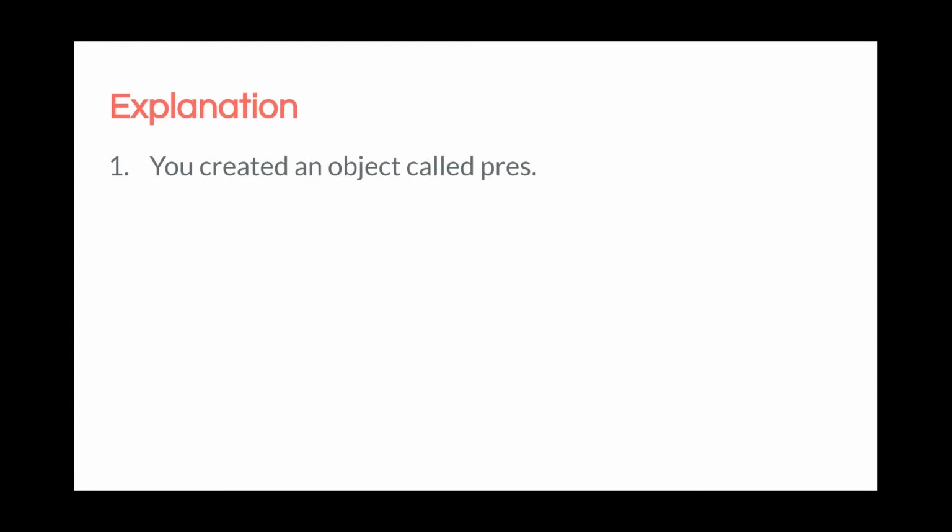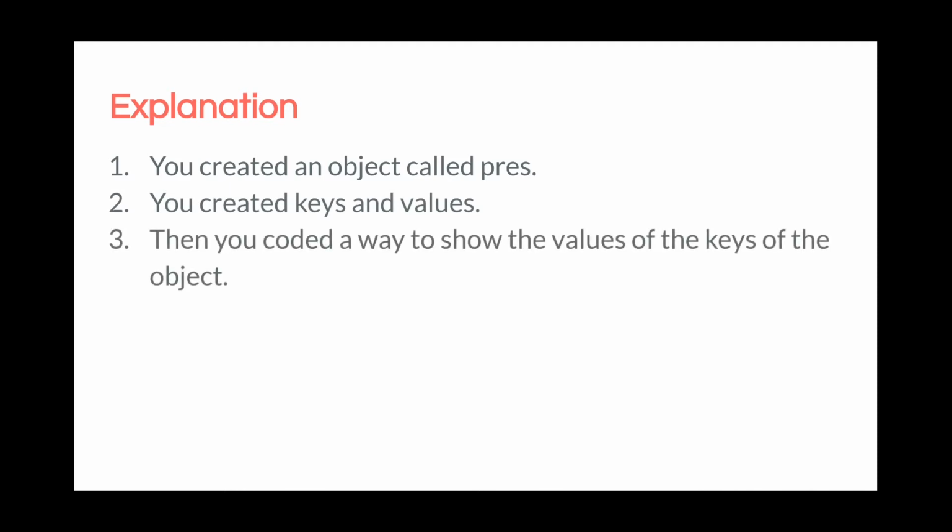So let's look at the explanation. You created an object called pres, you created keys and values, and then you coded a way to show the values of the keys of the object. So here's why creating objects is important. Sometimes you want to build something where the data set is so large, you want to encapsulate it into one thing. Instead of creating a million different variables for something, it might just be easier to build an object and then call from that object or place values in that object. That's a better way to experiment with something, especially when you're working with a large data set: create one object.